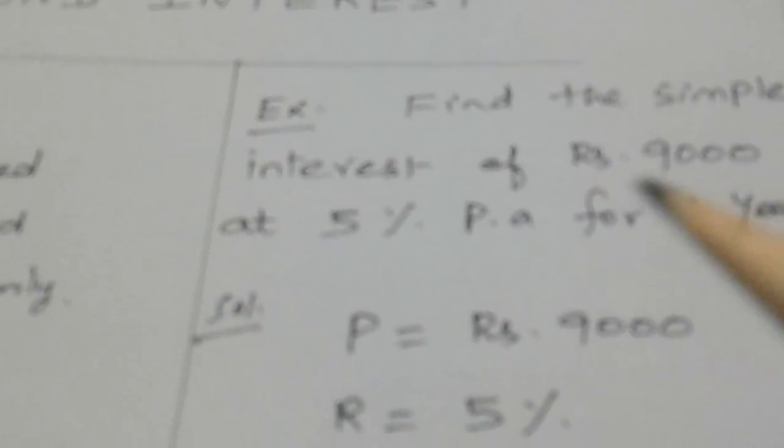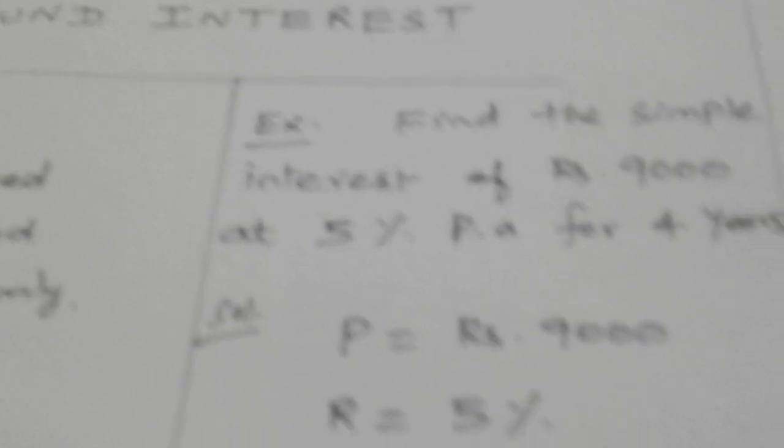The simple interest formula is P, N, R divided by 100. Put in the respective values: P is 9,000, N is 4, R is 5, divided by 100. After simplifying that, we get the simple interest as rupees 1,800. So this is one type of problem to find the simple interest.